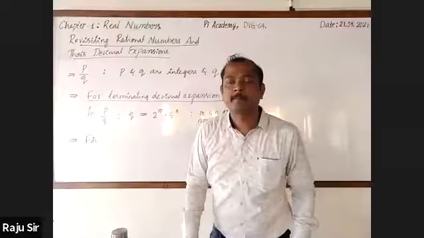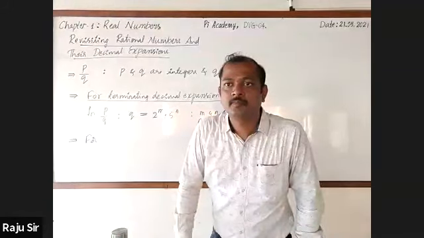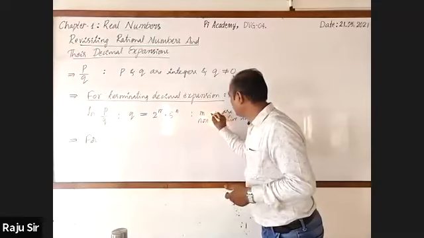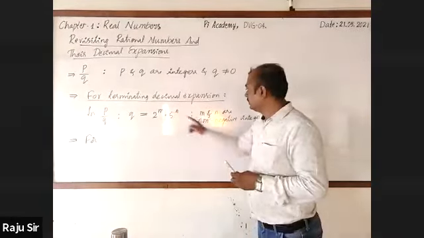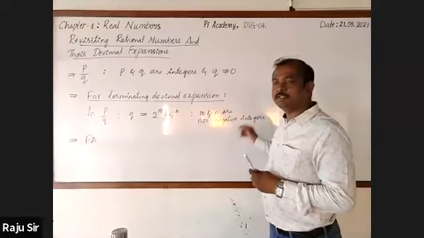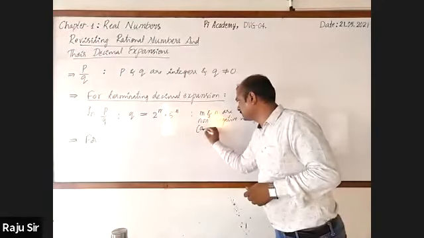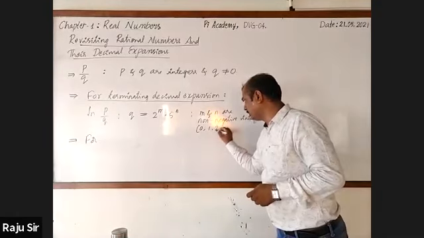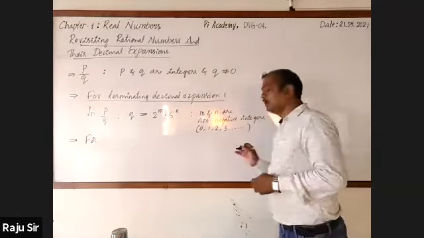Not m c, it is m and n, which are non-negative integers. Non-negative integers means it includes 0 also: 0, 1, 2, 3, and so on.